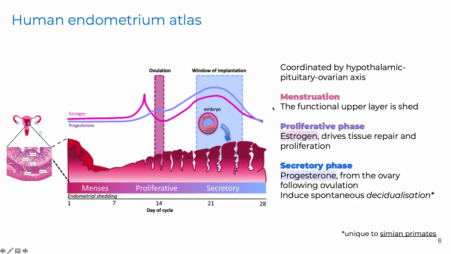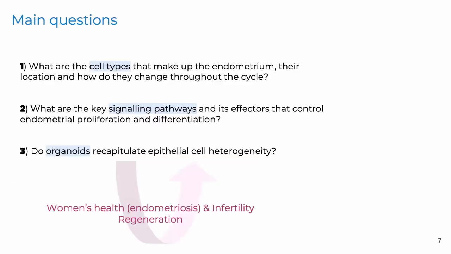And in simian primates, this happens in the absence of embryo implantation. This really highlights how different this process is, for example, from the mouse, and the importance of studying the biology of this tissue in humans.